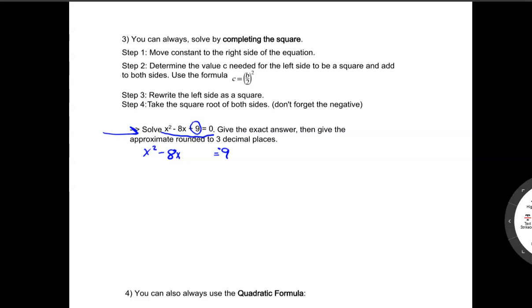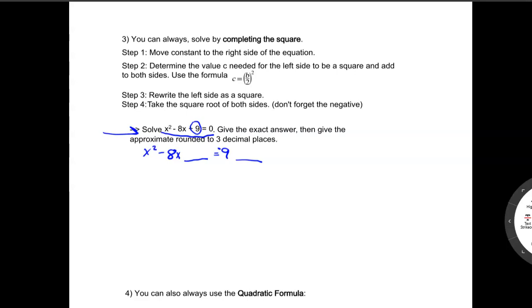So x squared minus 8x, leave a space. That's important. Sometimes I'll even draw a blank. I'm going to fill that blank in my next step. So leave a space, equals negative 9, and then we're going to leave a space over there as well. Okay, step 1 is done.